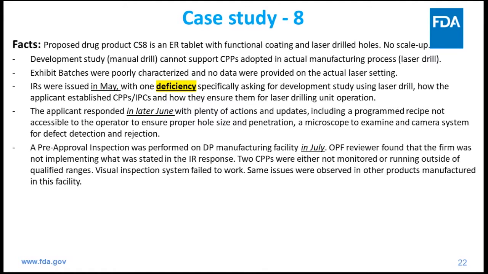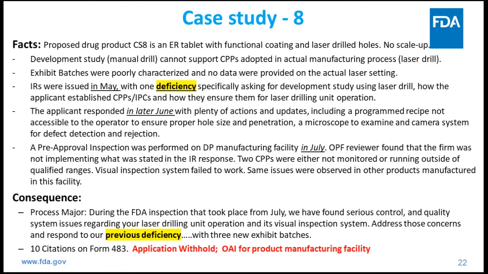A pre-approval inspection was performed on this facility in July, and the OPF reviewers participated in this PAI. And she found that the firm was not implementing what was stated in the IR response. And she found that 2 critical process parameters for the drilling process were either not monitored or running outside of the qualified ranges. Visual inspection systems were not working, and she found that the same issues were observed in other products manufactured in this facility. So the consequence is very severe.